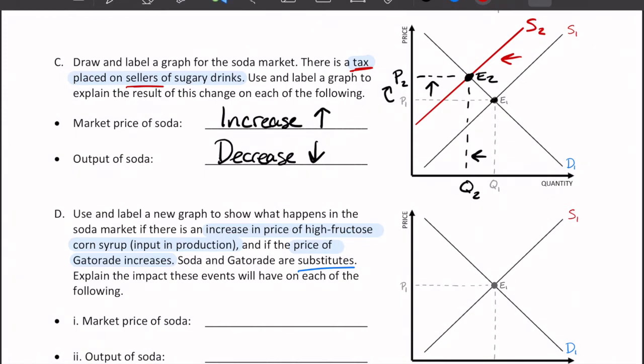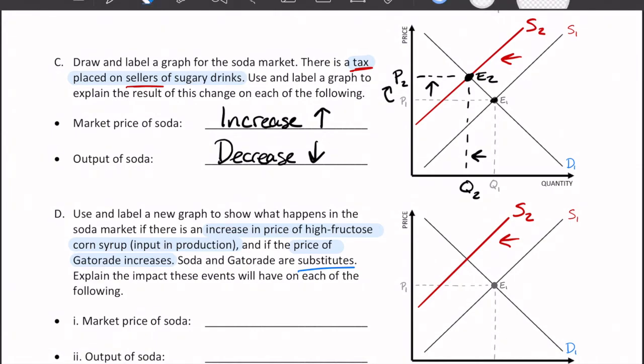First and foremost, if there is an increase in the price of high fructose corn syrup, which is an input, if we have more money going toward that input, that's going to cause a decrease in our supply. It's going to cause a shift back and to the left of our supply curve. And so what we notice here is we have a shift back to the left. We're going to call that S2. And then we say the price of Gatorade increases. So Gatorade's a substitute, but we have to think how this is going to play out. If Gatorade goes up in price, are people going to buy more Gatorade or less Gatorade? Well, they're going to buy less Gatorade. And if they're buying less Gatorade, that means they're going to end up buying more soda.